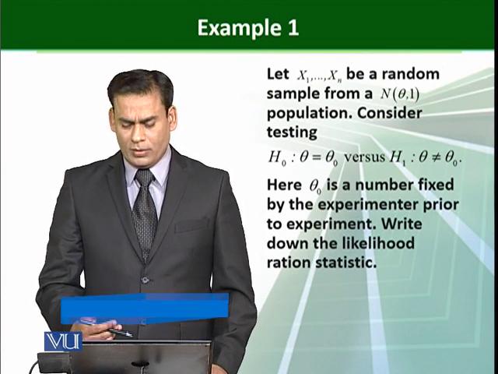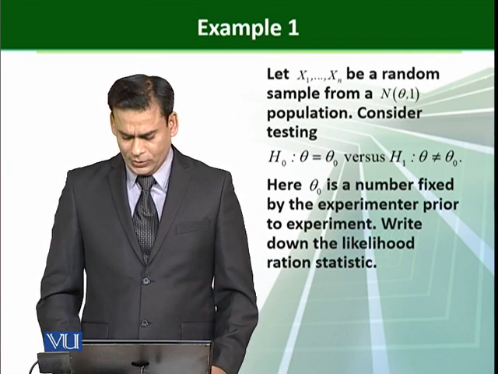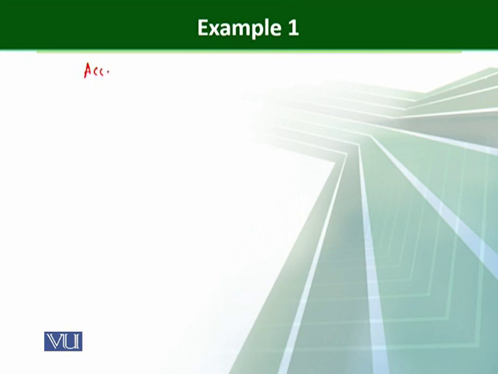Now, what is our objective? Write down the likelihood ratio statistic. So how do we proceed with this one? First of all, according to the likelihood ratio test, lambda x is equal to L hat of capital gamma naught over L hat of capital gamma. So that is actually based on the null hypothesis, and that is based on the full parameter space. So how do we write this down?